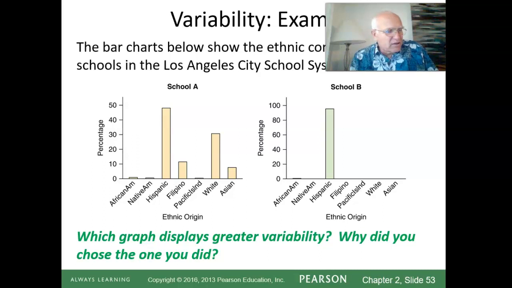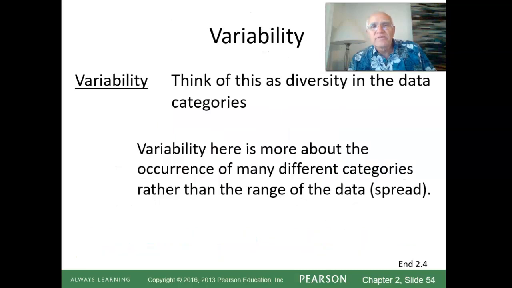And that variability, that diversity if you will, is an indication of the difference in these 2 schools in their ethnic makeup. So think of the variability as diversity in the categories. It's more about the occurrence of many different categories rather than the spread that we talked about in the numeric data.